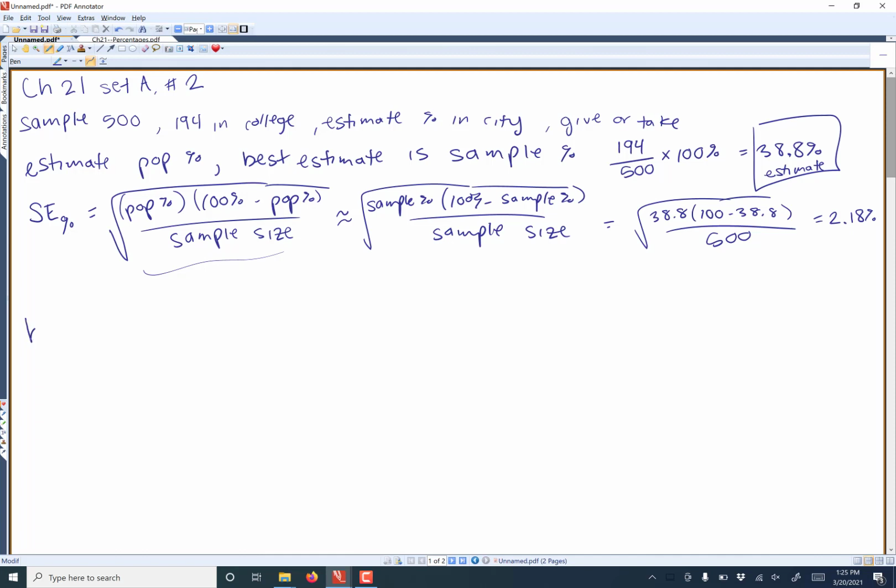So that means our best estimate is 38.8% are in college, give or take 2.18%.